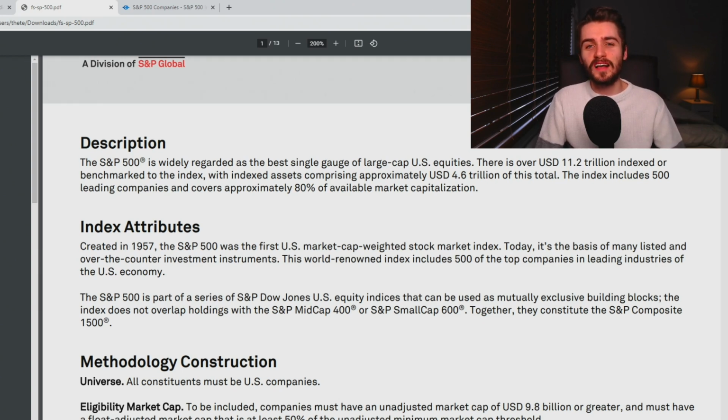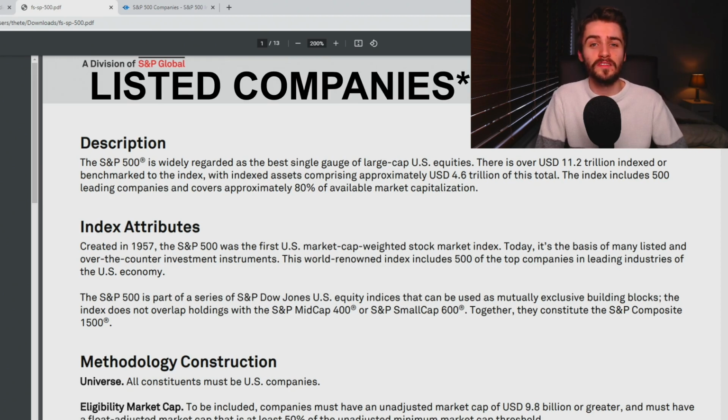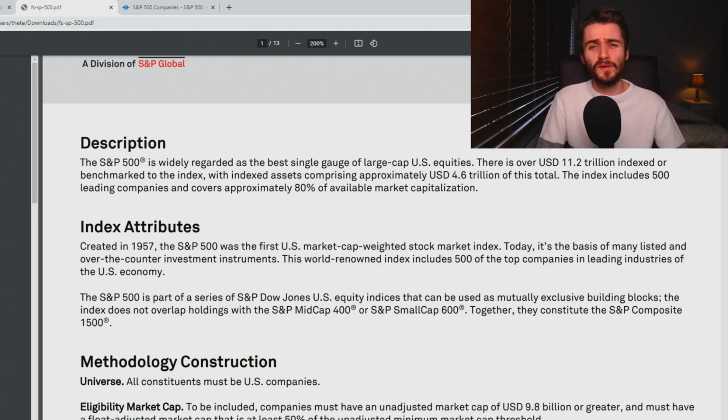So when this report tells us that the S&P 500 index covers 80% of the available market capitalization, what this really means is that the index covers 80% of the total value of the US stock market. Another way to think of this is that the index covers 80% of the total value of all the companies operating in the United States. So it's fair to say that by and large, the S&P 500 index is representative of the US stock market as a whole, because again, it's covering 80% of the total market value of US companies.